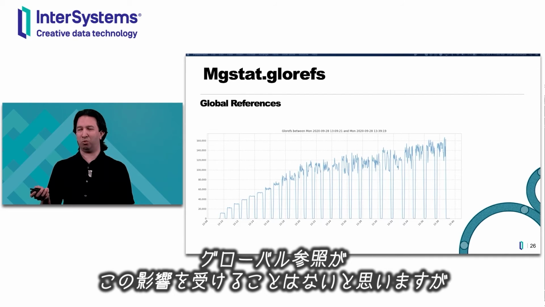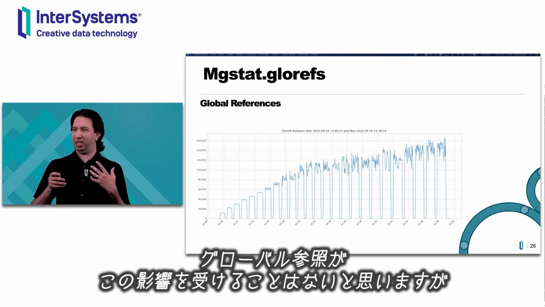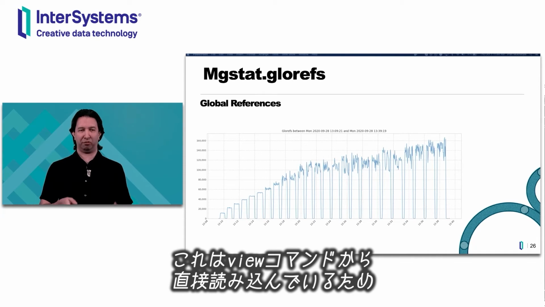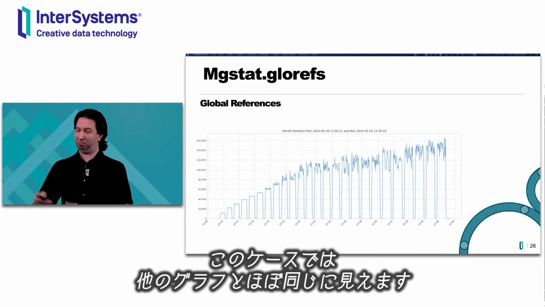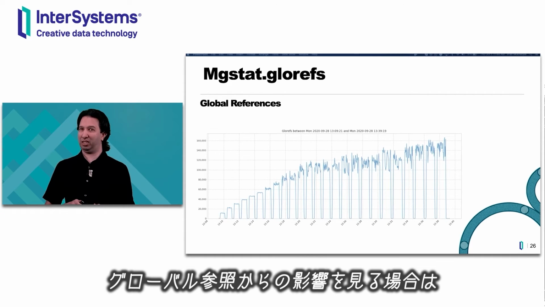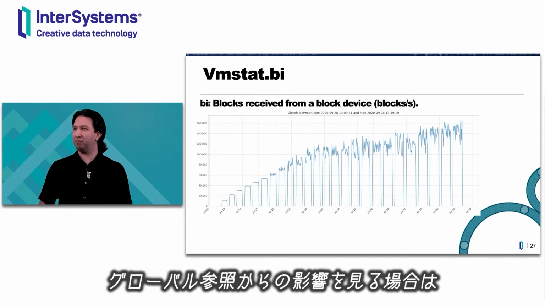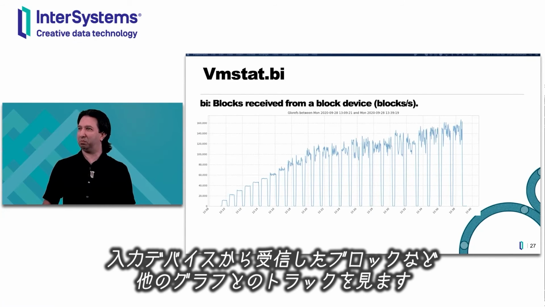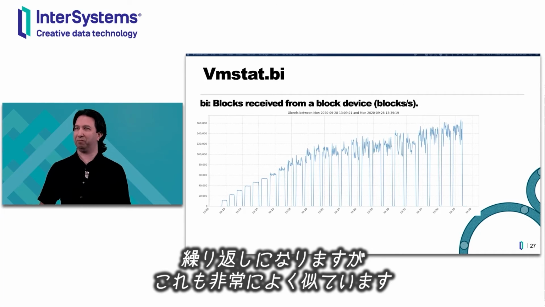Global references are not really supposed to be affected by this, as I understand it, but because this is reading directly from a view command, in this case it is, and you can see that it looks pretty much identical to the other graphs that we've shown. So if it's wildly different, that might indicate something strange. If you do see effects from global references, you want to see it track with the other graphs, such as the blocks received from an input device. Again, it looks very similar.